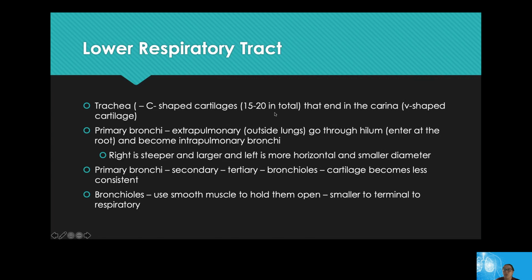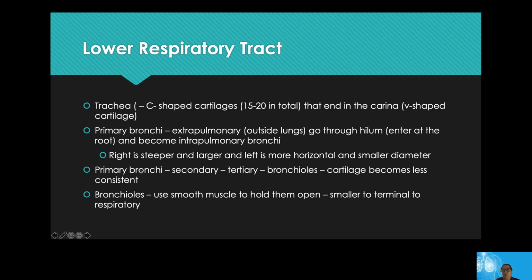The carina serves as a branching point for the primary bronchi, and they branch actually outside of the lung tissue, so extrapulmonary branches that enter the lungs through the hilum, or the root of the lungs. And then once they enter into the lungs, those bronchi become intrapulmonary bronchi. The right bronchus is steeper than the left, and the right bronchus is going to be wider in diameter because the right lung is slightly larger in size. The left bronchus is going to be at a more horizontal angle with a smaller diameter because the left lung is smaller, as it has to accommodate the heart and the heart's tissue in between.